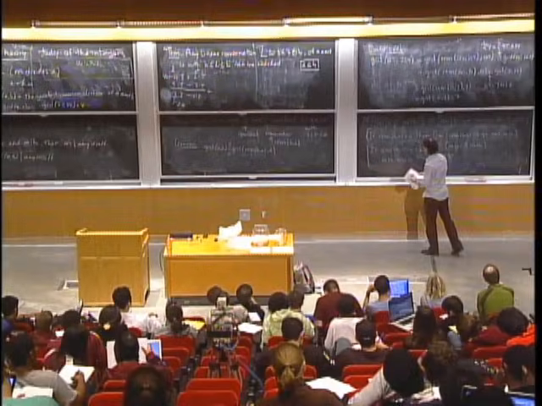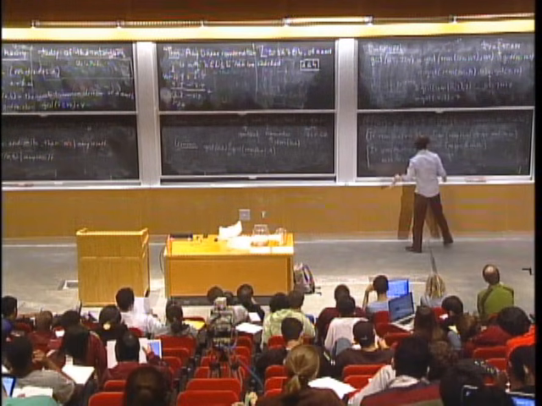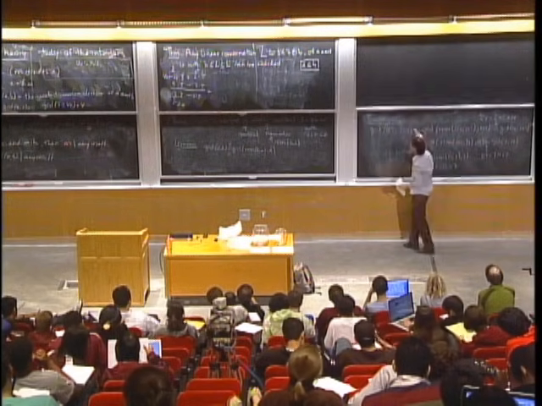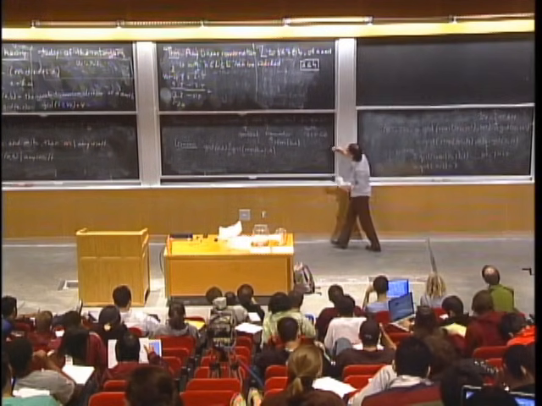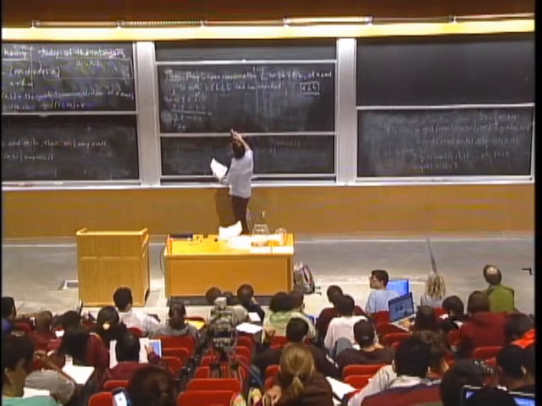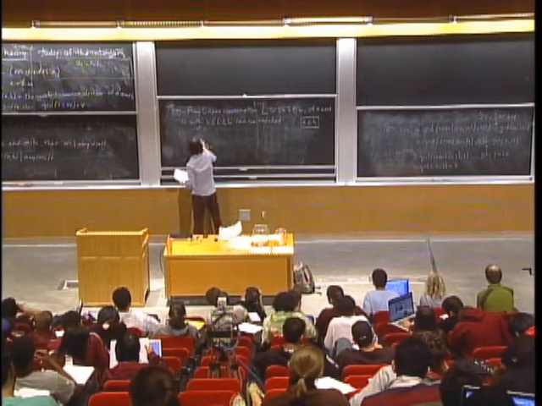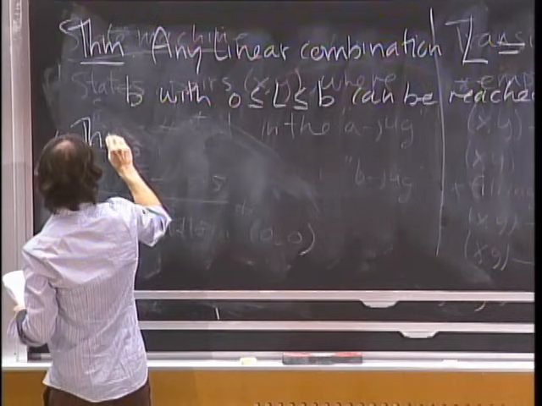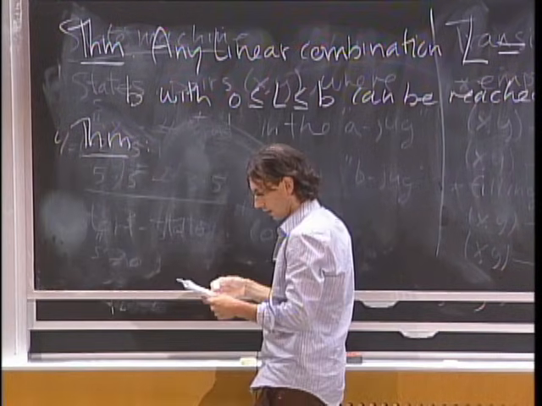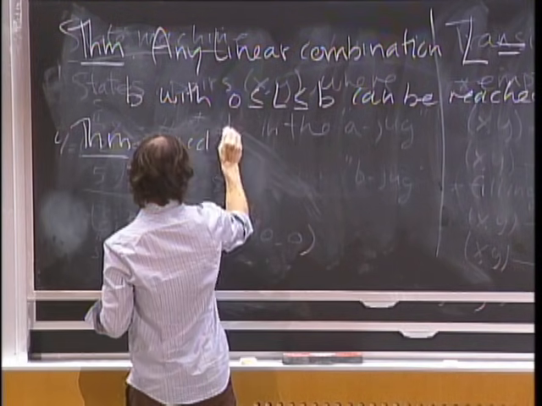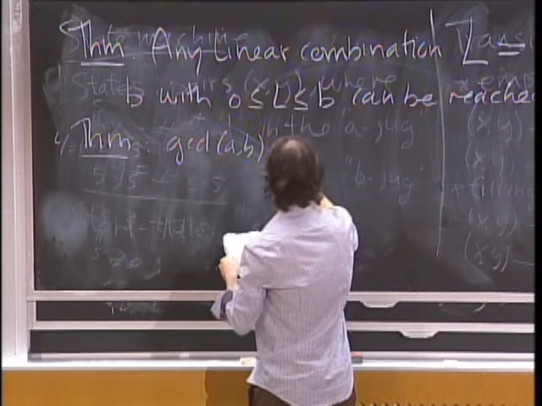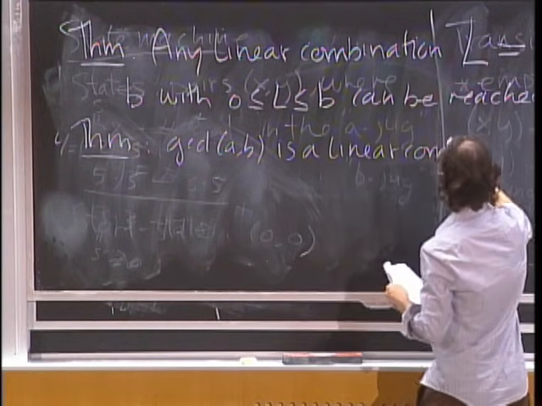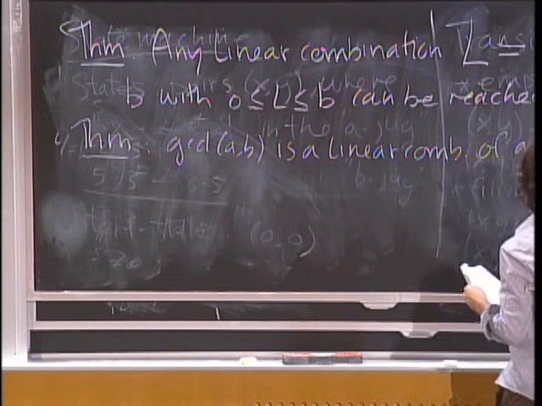So now we can finally prove this beautiful theorem that will help us to characterize... actually, let me put this over here. So the final theorem that we prove here is that the greatest common divisor of a and b is actually a linear combination of a and b.